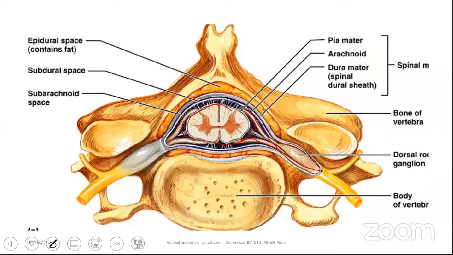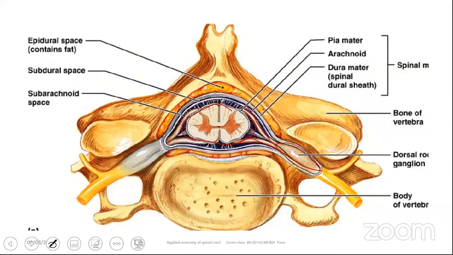And this spinal cord is surrounded by meninges. There is an epidural space, there is a subdural space, there is a subarachnoid space. The pia mater closely adheres to the spinal cord. And the arachnoid and dura mater, as you know, all these three are the respective meninges.